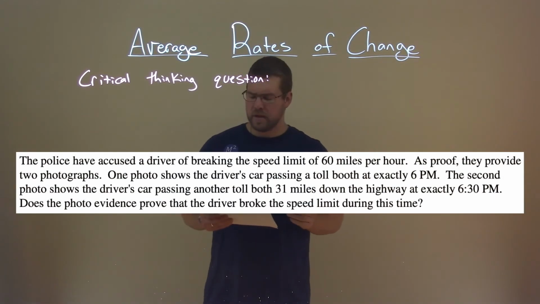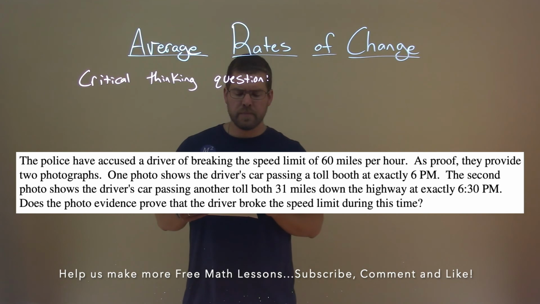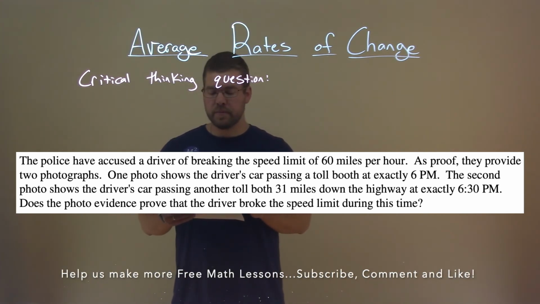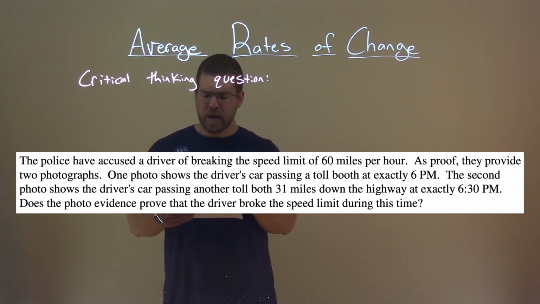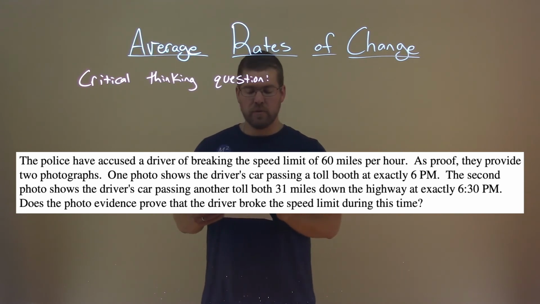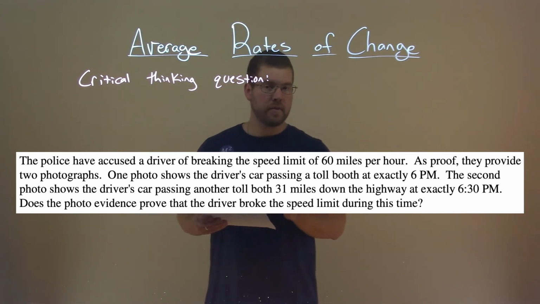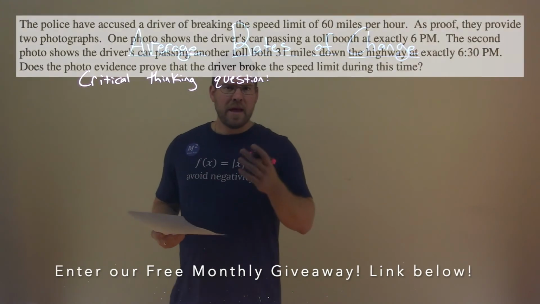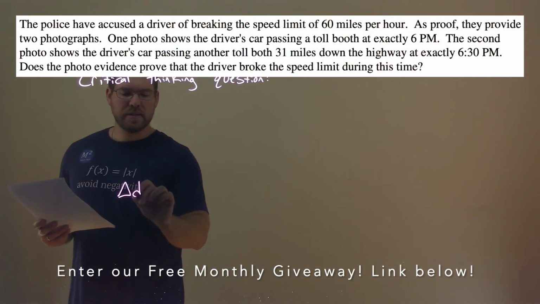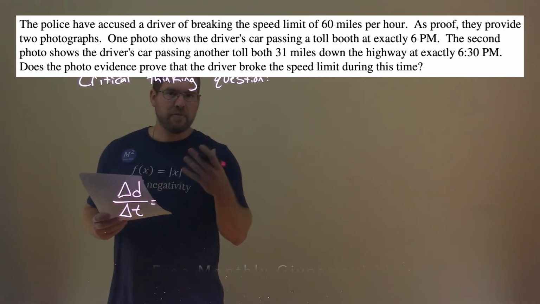We're given this critical thinking question. The police have accused a driver of breaking the speed limit of 60 miles per hour. As proof, they provide 2 photographs. One photo shows the driver's car passing a toll booth at exactly 6 p.m. The second photo shows the driver's car passing another toll booth 31 miles down the highway at exactly 6:30 p.m. Does the photo evidence prove that the driver broke the speed limit during this time? So what we want to find here is really the driver's average speed. And that's going to be the change in the distance, so our delta d over our delta t. Okay? And that's going to give us his average speed.